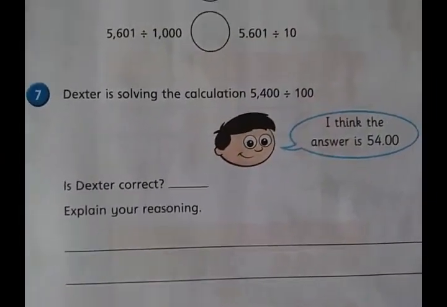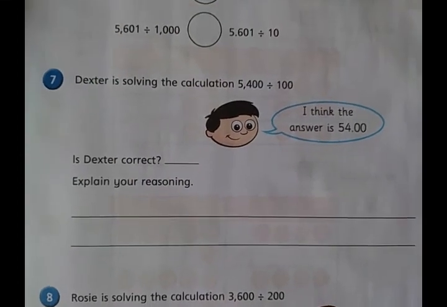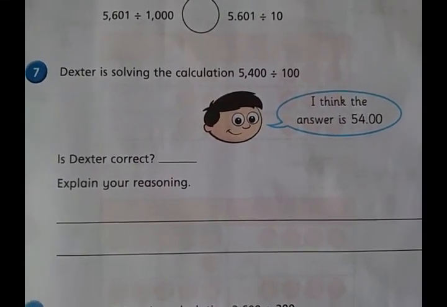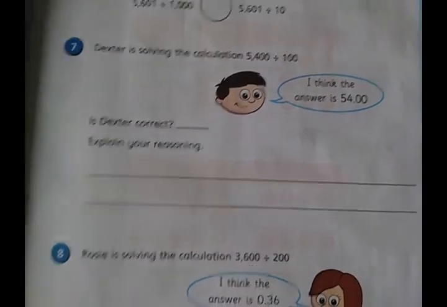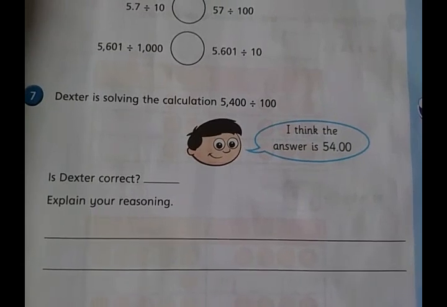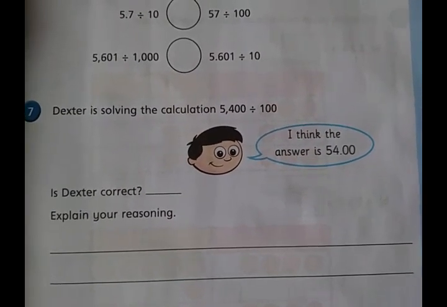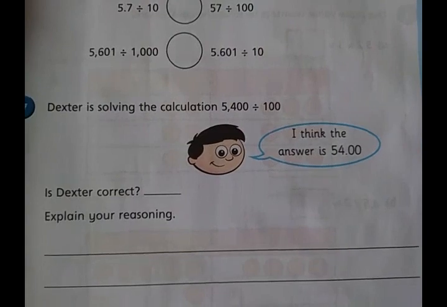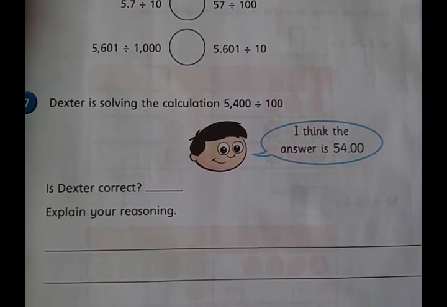I've never met Dexter before, so I don't know anything about his maths ability. So you'll have to come up with that. I'm not sure if he's very good or not. So you'll have to tell me, is Dexter correct? Dexter is solving the calculation 5,400 dividing by 100. I think the answer is 54.00. Is he correct? Explain your reasoning. I'll let you have a go at that one.